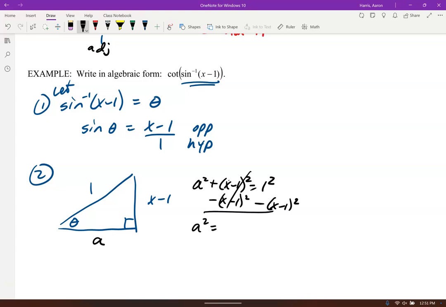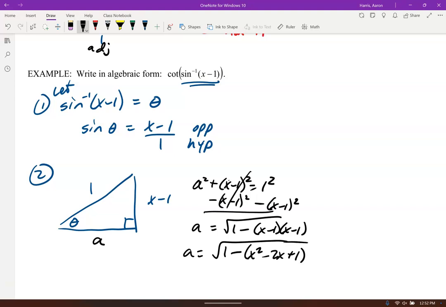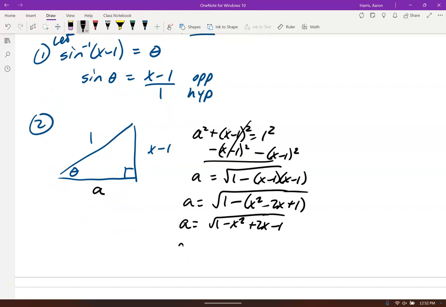A squared equals 1 squared minus x minus 1 times x minus 1. Oops, that's just a now because I square rooted both sides. We got x squared minus x minus x plus 1. So the 1's are gone. And so I've got a being the square root of 2x minus x squared. Let me put it back up here. Square root of 2x minus x squared. Okay.